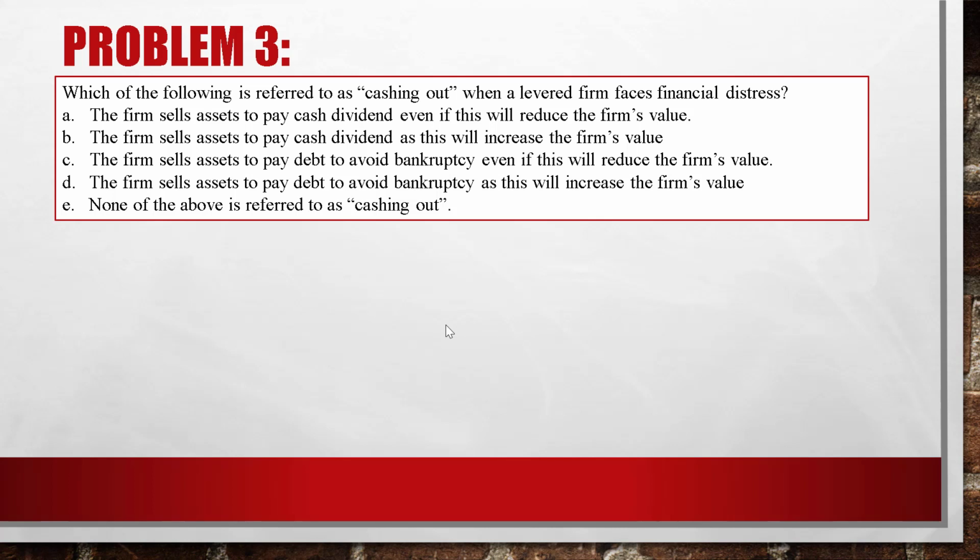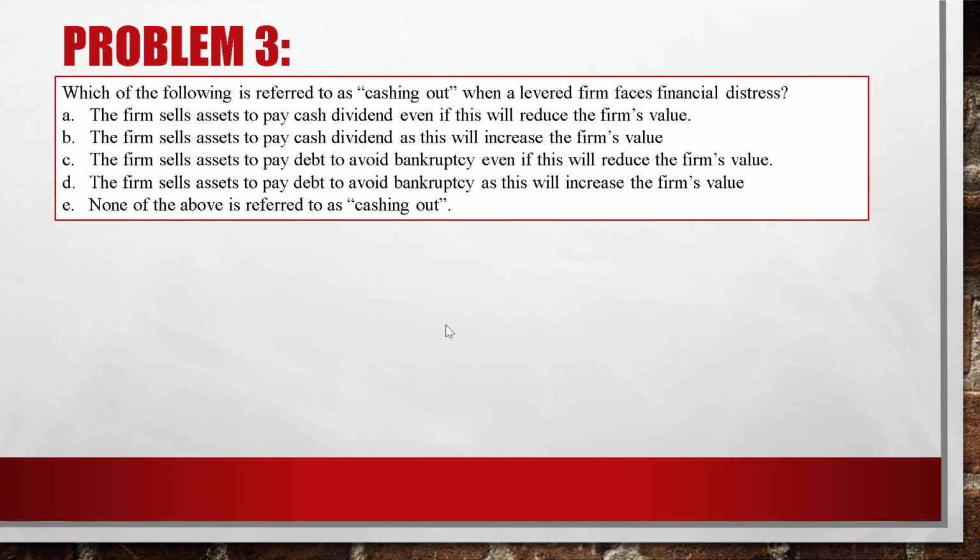C. The firm sells assets to pay debt to avoid bankruptcy, even if this will reduce the firm's value. D. The firm sells assets to pay debt to avoid bankruptcy, as this will increase the firm's value. E. None of the above is referred to as cashing out.